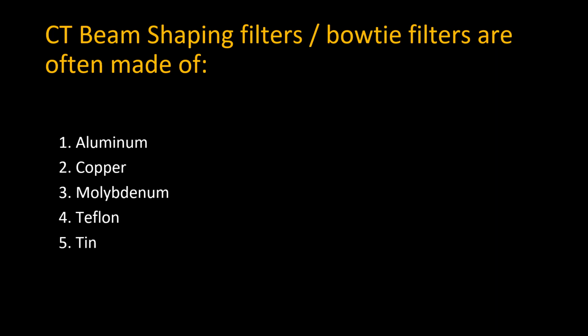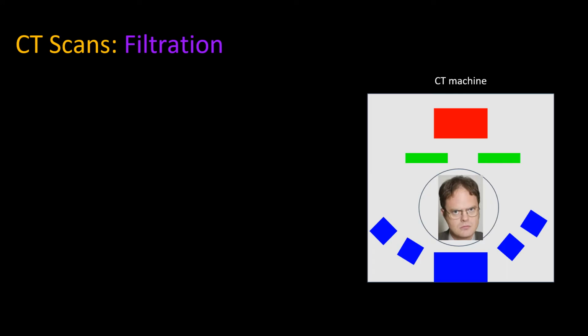Here's our first practice question. CT beam shaping filters or bowtie filters are often made of what? Aluminum, copper, molybdenum, Teflon, or tin? And the answer is Teflon. Now we'll move on to the second component of a CT scanner, filters.